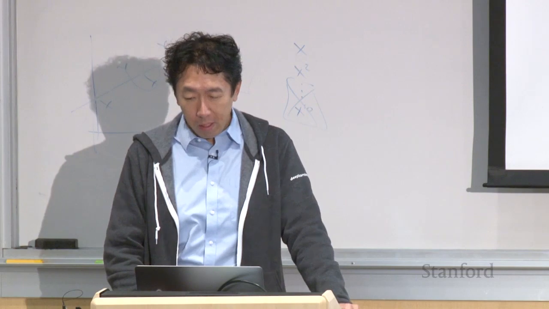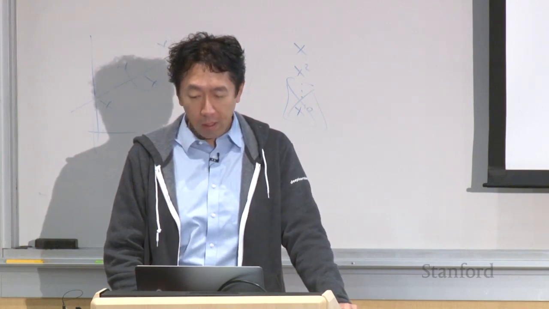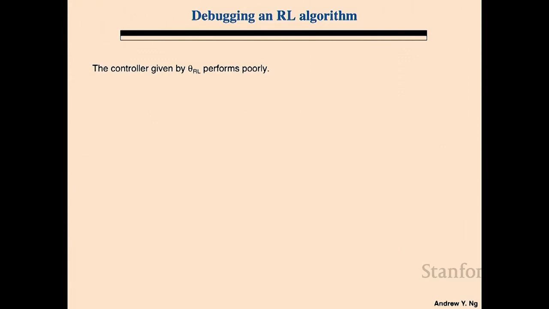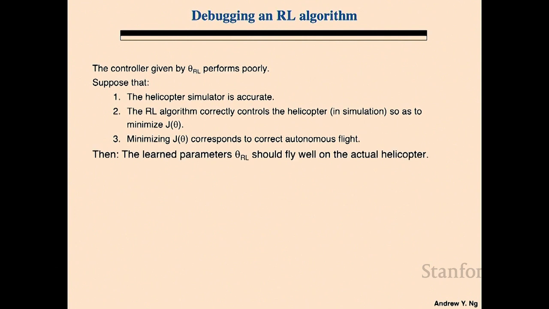So just to summarize the scenario, the controller given by theta RL performs poorly. This is how I would reason through a learning algorithm. Suppose all of these things were true.